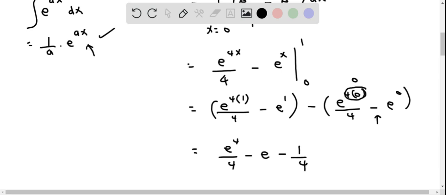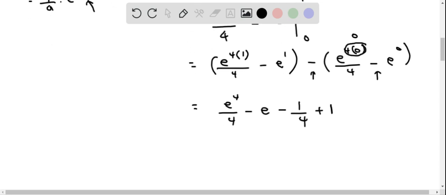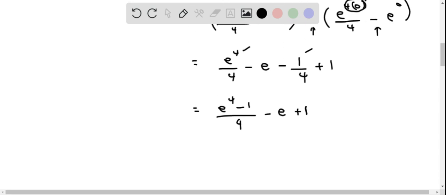And this one is negative. We already have a negative, and e^0 is 1. So the product of two negatives is positive, so it becomes a positive 1. Let's put this in factor form. We can combine these two since we have the common denominator. So it is (e^4 minus 1) divided by 4, minus e plus 1. So this is the area between the two curves.